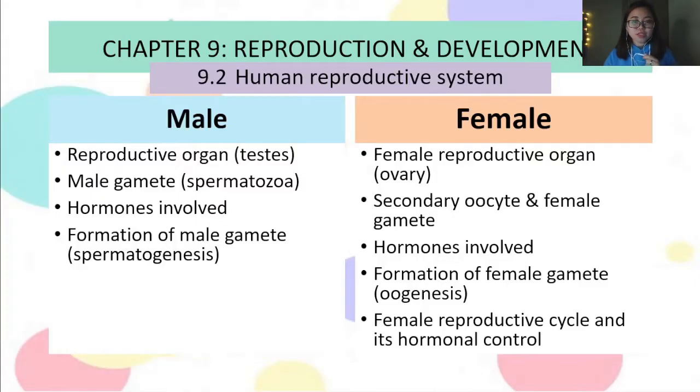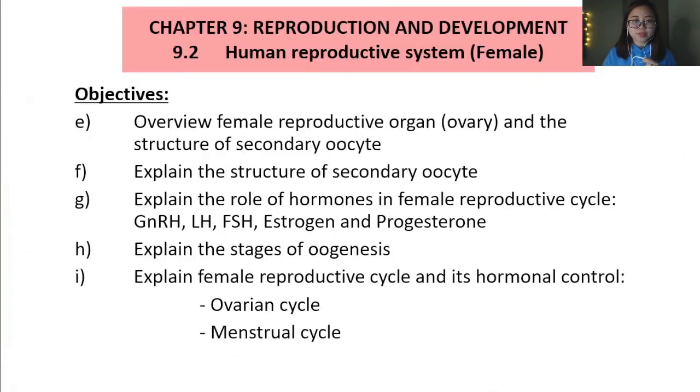As I've mentioned in the previous segment of this video, this subtopic is divided into two parts. The first is for the male reproductive system, and the second is for the female reproductive system, which is what we're going to go into today. So we'll look at the female reproductive organs, the secondary oocyte, the hormones involved, the formation of the female gamete, and last but not least, we'll look at the female reproductive cycles and its hormonal controls.